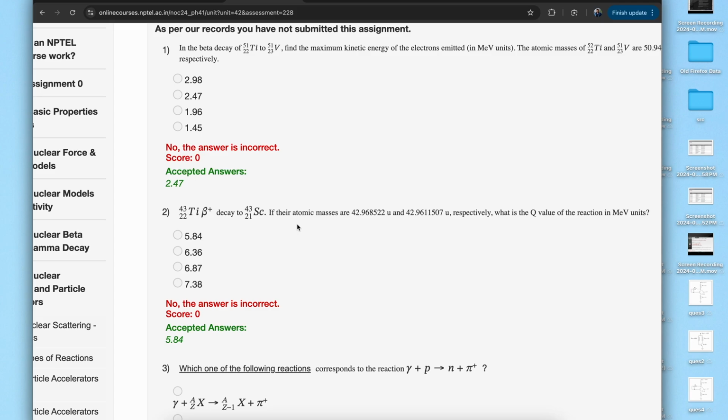So you have x going to y plus electron, positron, and then neutrino, right? Yes, sir. Now the Q value. What is the Q value?